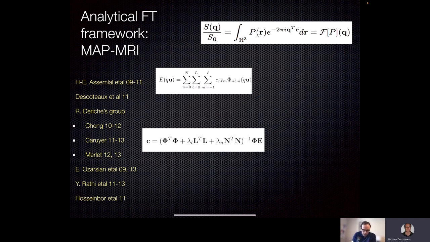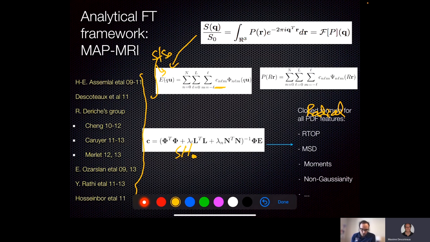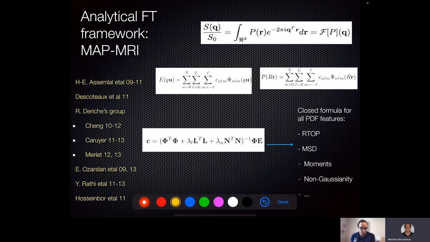You get a very elegant solution for the coefficient C here, but also for the features of P of R. We can reconstruct P of R itself, and then several moments: non-Gaussianity, return to origin, return to plane probability, mean square displacement, and a lot of formulas that you see actually in the papers, in Einstein's formulas. But really now we can do this non-invasively with models at every location of the brain.